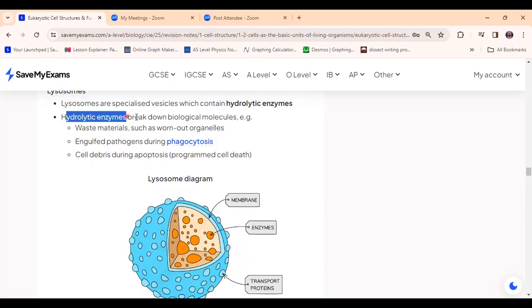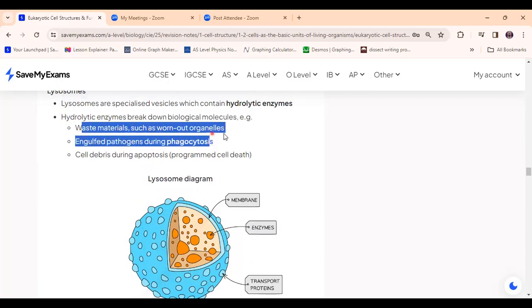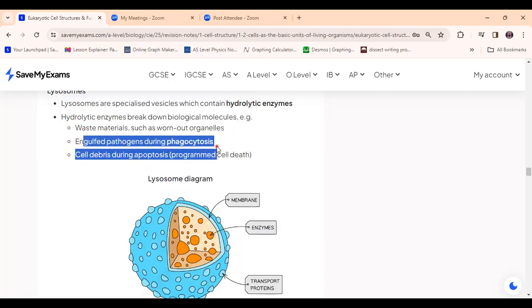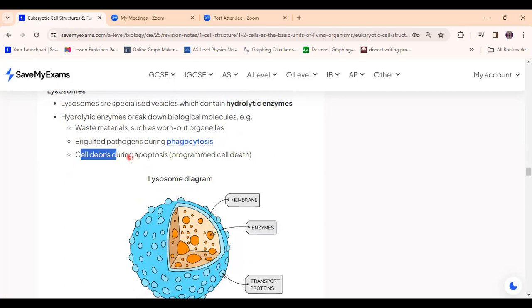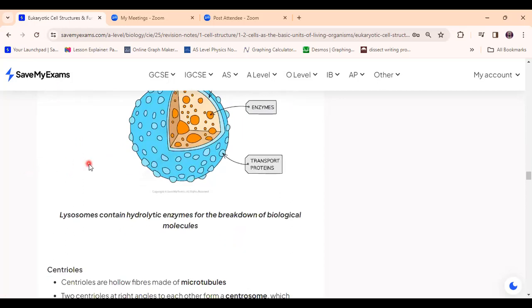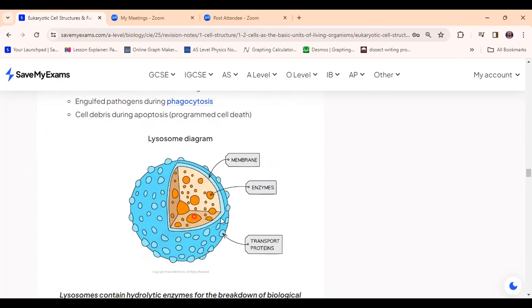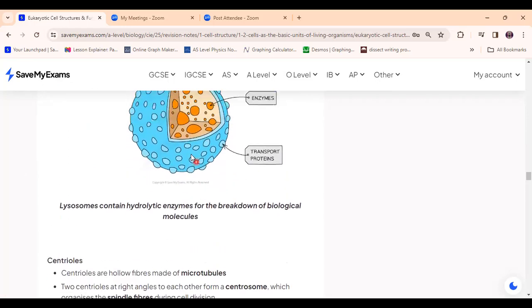And hydrolytic enzymes essentially hydrolyze substances and break down biological molecules, for example waste materials such as worn out organelles, engulfed pathogens during phagocytosis, and cell debris during apoptosis. It contains 60 plus types of enzymes contained in this small structure.